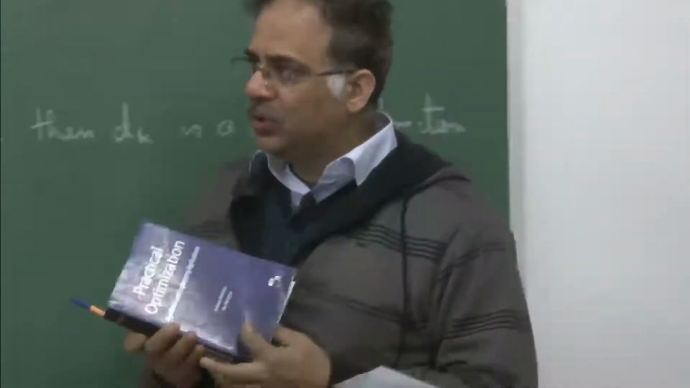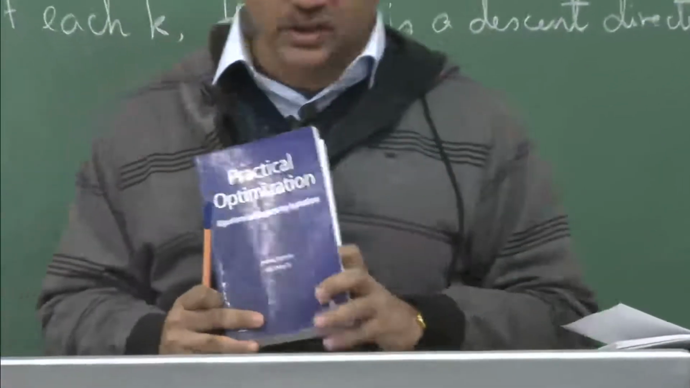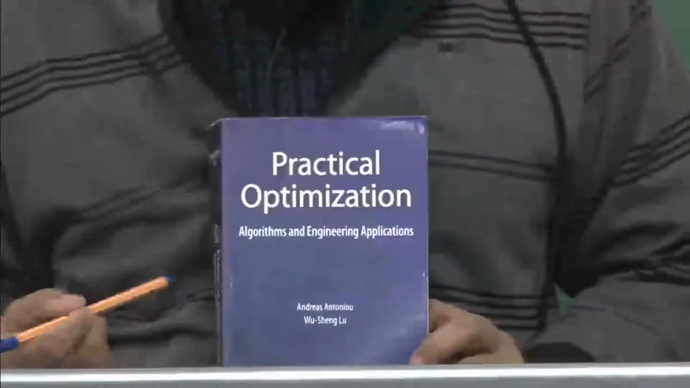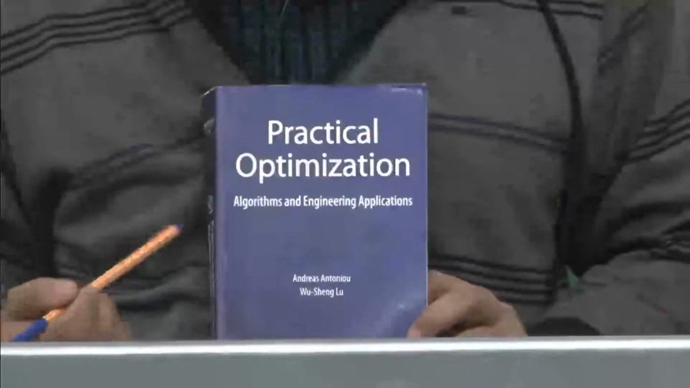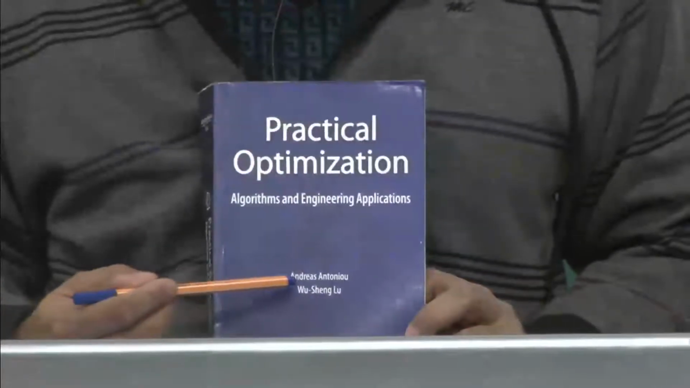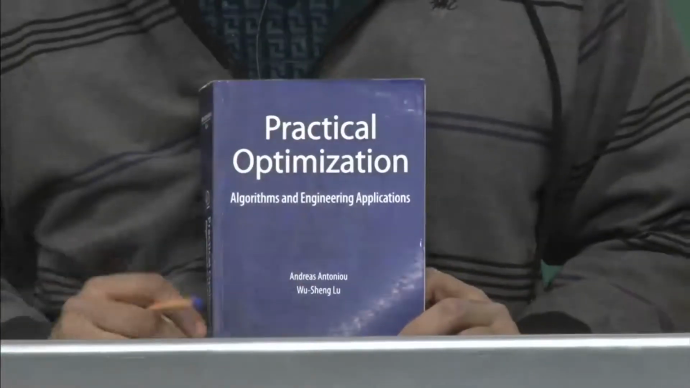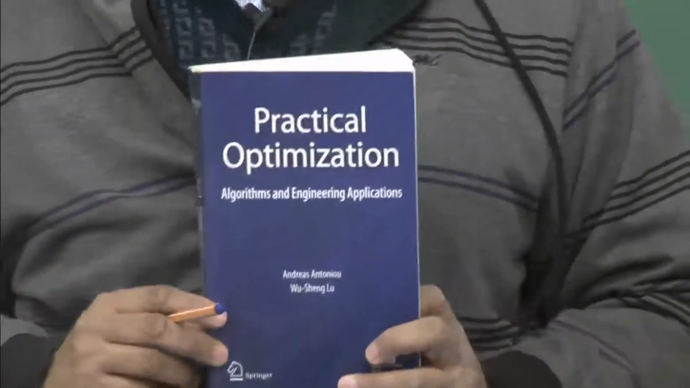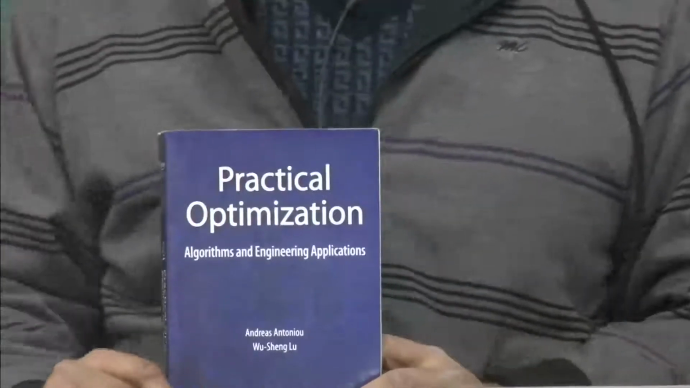Now, another book which I am going to use along with the book of Christian Boyers is the book called Practical Optimization, Algorithms and Engineering Application by Andreas Antoniou and Wu-Sheng Lu. It is a Springer book. So, I would like to tell you the publisher, the Springer. So, this book is quite useful.